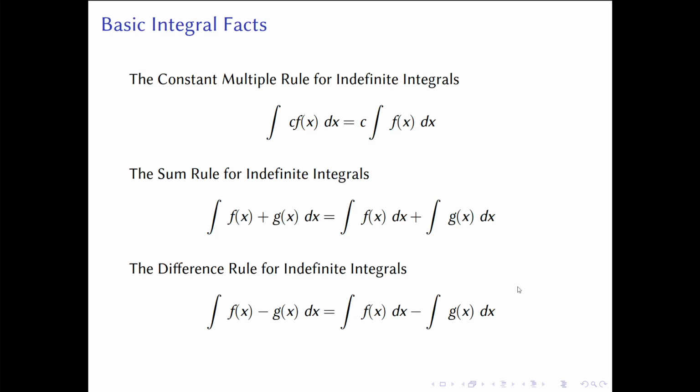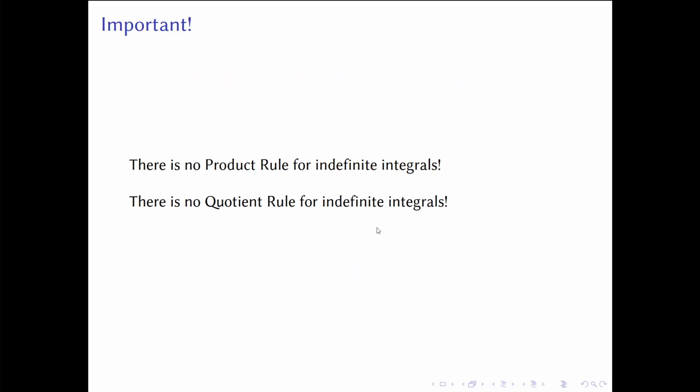So when I'm going backwards, looking for a function whose derivative is a particular function, it works exactly the same way. So these three rules are very nice. The downside, though, is that this is where it ends. Okay, and this is extremely important that you understand: there is no product rule for indefinite integrals, and there is no quotient rule for indefinite integrals.